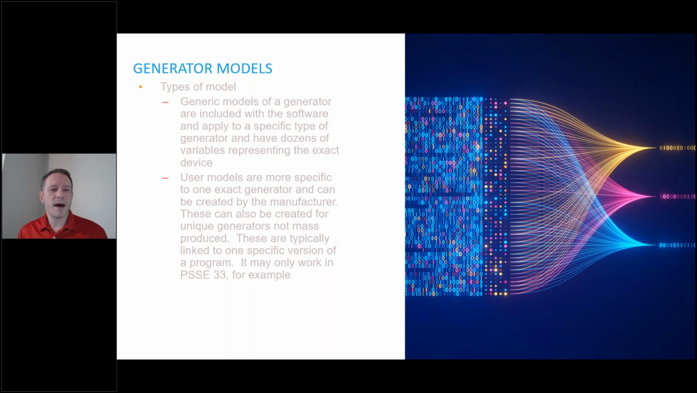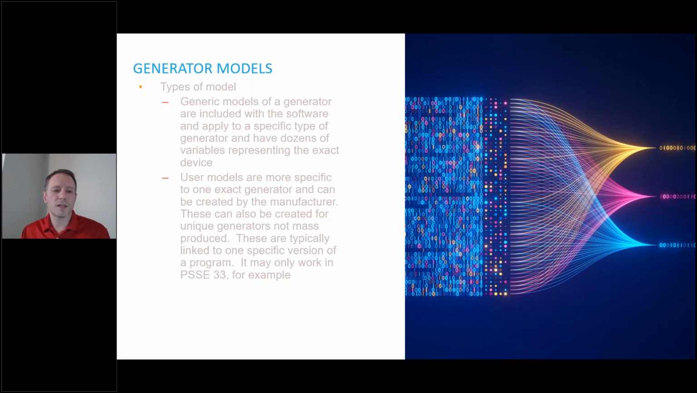So there's two types of models for a specific generator. One of them would be a generic model of the generator, and these tend to be fairly accurate, but not 100% accurate. They also come with the software. The user models are modeled specific to one generator, and I think they're distributed as a DLL. These generally only work for one specific version of a program. So it might work for PSSE 33, but it won't work for PSSE 34. And it probably won't work for TSAT or any other program either.